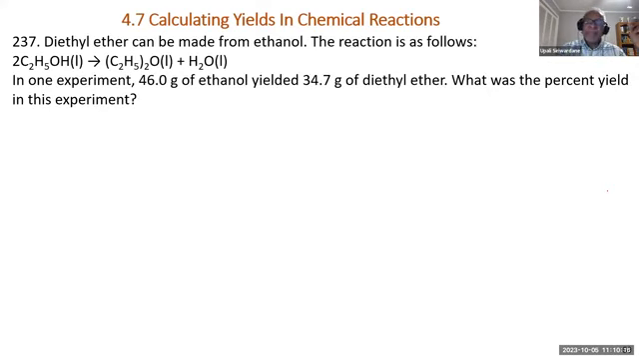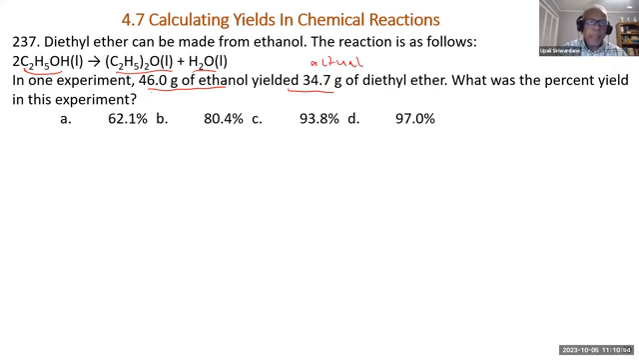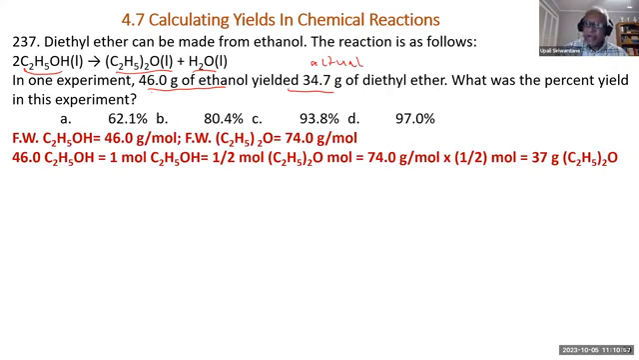Now this is a reaction, the decomposition reaction of ethanol to diethyl ether and water. You start with 26 grams of ethanol. Yielded, that's the actual. What is the percent yield of the reaction? This is the actual. You have to calculate the theoretical. So let's calculate the theoretical.